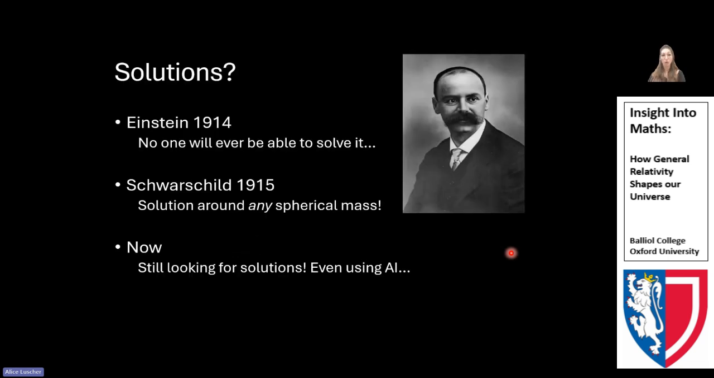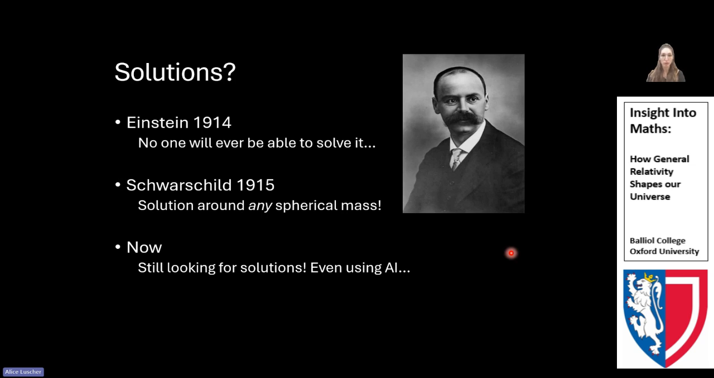That's so difficult to solve that when Einstein wrote it down, he said that no one would ever be able to solve it beyond just the trivial case of flat space-time, where everything's flat. He said that would be the only solution we would be able to write down.